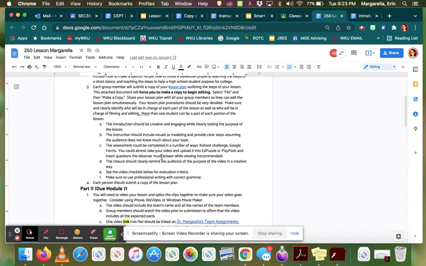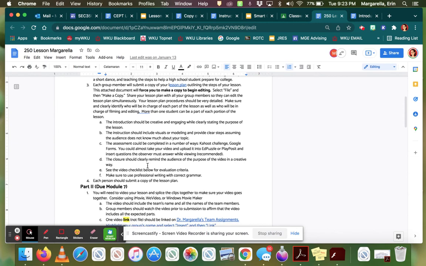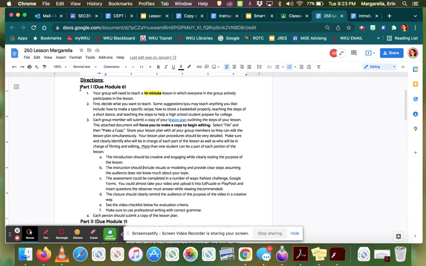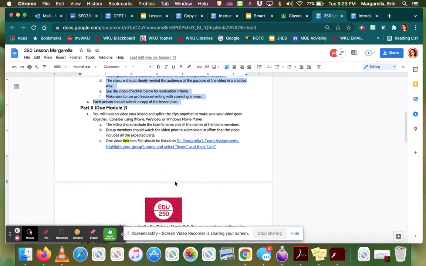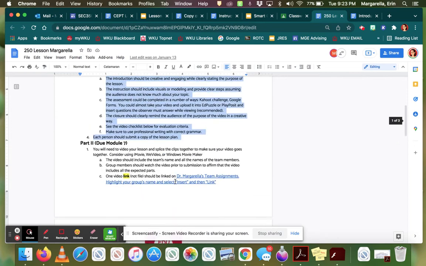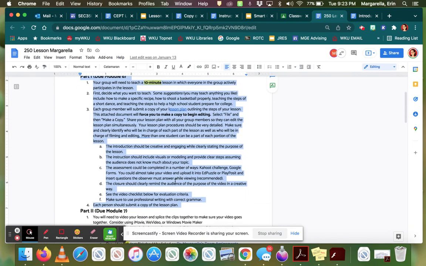This is called alignment. And if you don't have alignment, we call that misalignment. So if you say your students are going to be able to make brownies and then your assessment is a multiple choice quiz, well, that's going to be misalignment and you'll lose points. All right. So this is part 1. This is just the written lesson plan. In future, we'll get into making the video where you're going to actually work on teaching that lesson. But this week, it's just the written lesson plan.